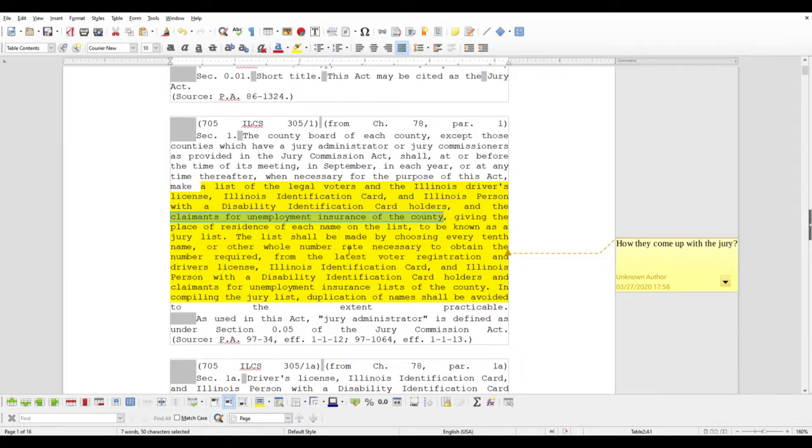So if you've applied for any type of service, a driver's license, an identification card, unemployment insurance, and so forth, you're giving the government information about you, where you live, so they have the updated information, or at least it was updated at the time you gave it to them. That's what they use to build an initial jury list.